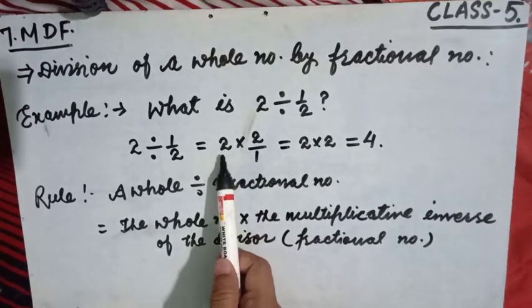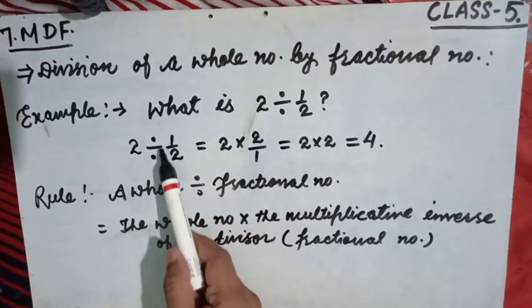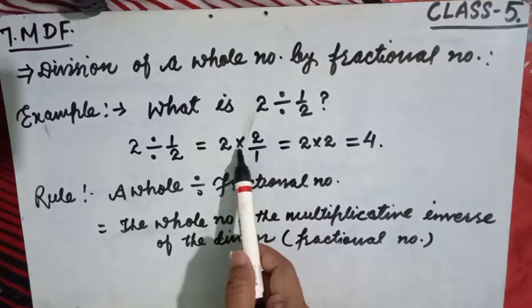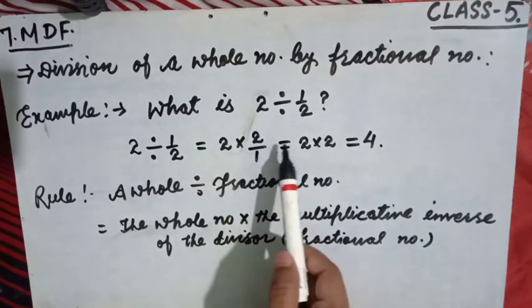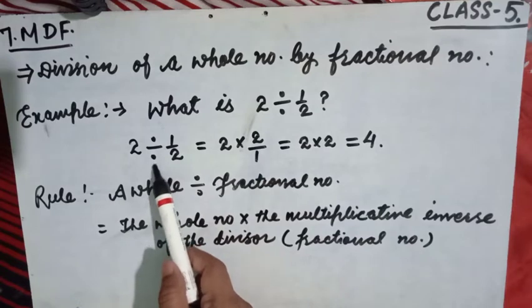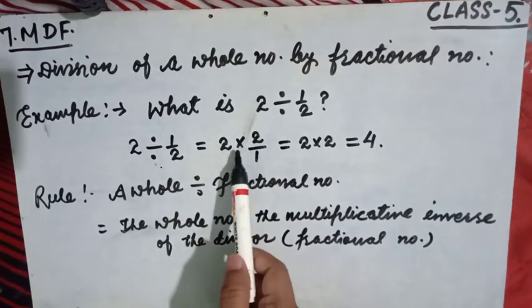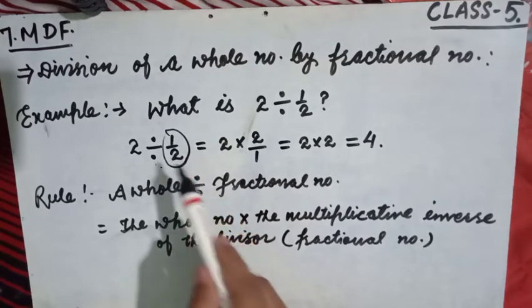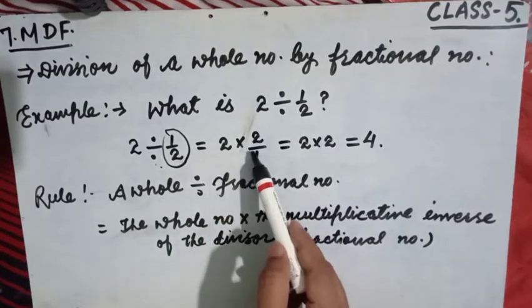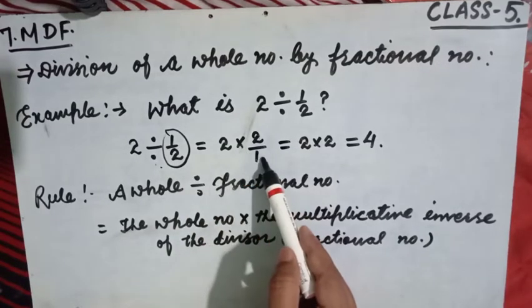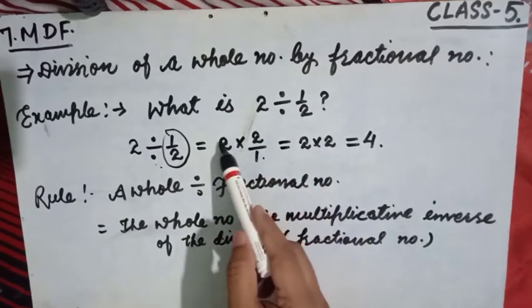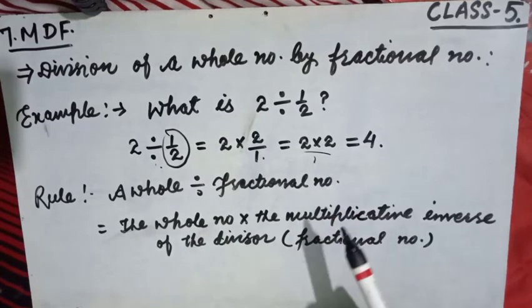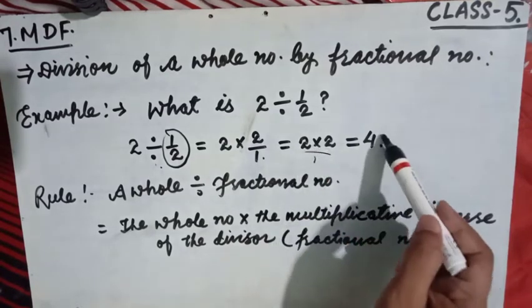Now this could be written as 2 multiplied by 2 by 1. If we change this operation, division, into multiplication, then we have to change the fraction. That means we have to write the reciprocal of this fractional number, the divisor. So this could be written as 2 multiplied by 2 by 1, just reversed. Then numerator multiplied by numerator, 2 multiplied by 2, and as 1 is hidden in the denominator, 2 twos are 4. This is your final answer.